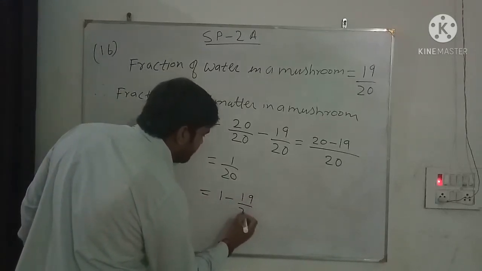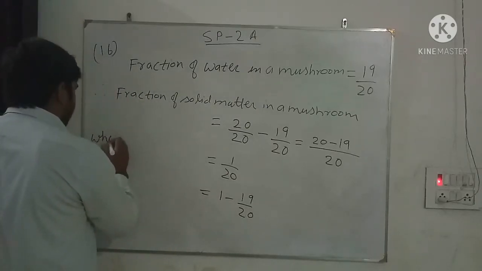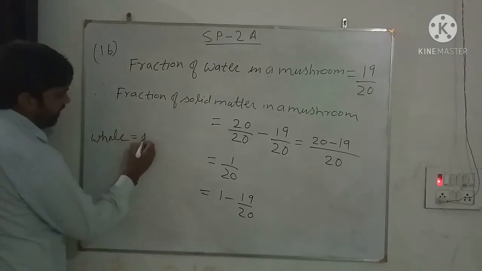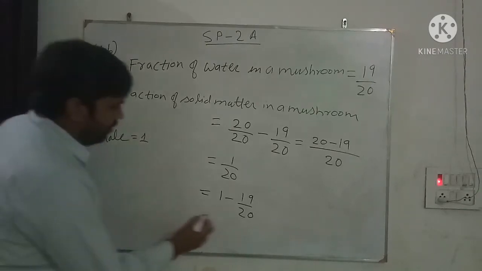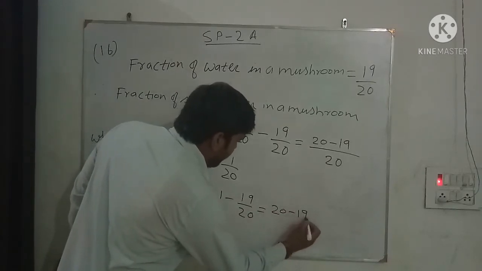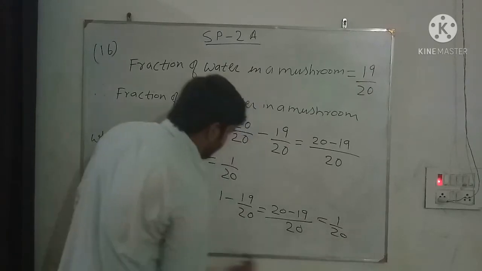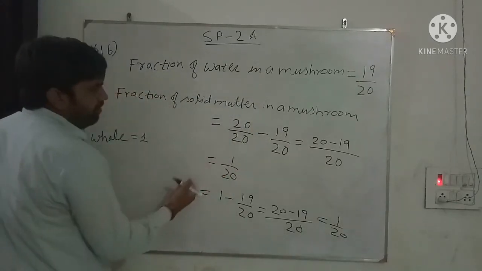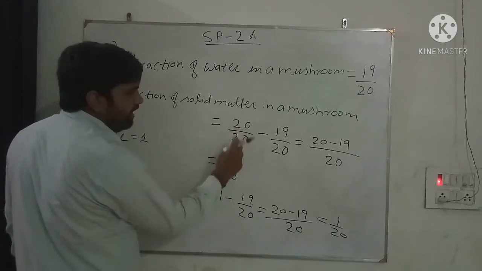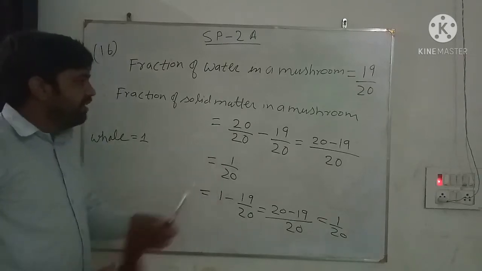So when you take the LCM, 1 is the whole. Whole is represented by 1. 1 is called the whole. So when you take the LCM, 20 ones are 20 minus 19 by 20. Then also you will get the 1 by 20. So this 20 can be cancelled also. 20 ones are 20, 20 ones are 20. So when the numerator and denominator are same, then its value is what? 1. Okay. So that's why written here 20 by 20.